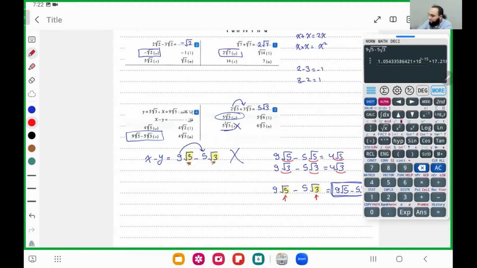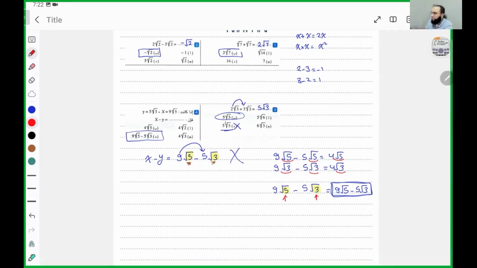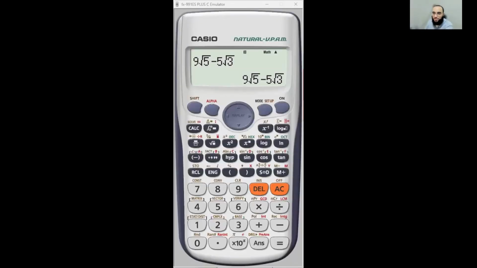Yes, it's still itself on the calculator also. If it is 9 root 5 minus 5 root 3, look at the calculator. Minus 5 root 3, equal, it's itself here. I have another calculator, look on it. So the calculator made it itself also.